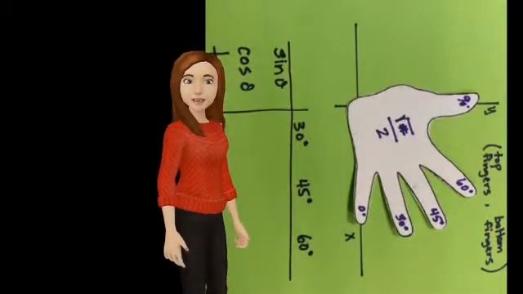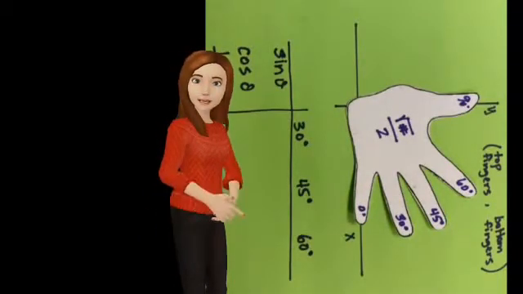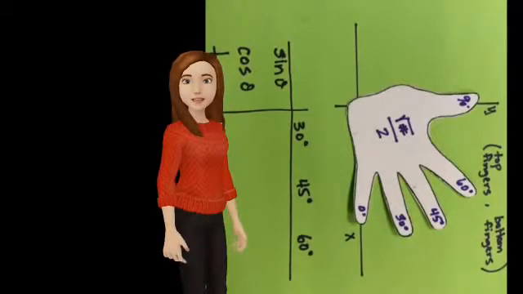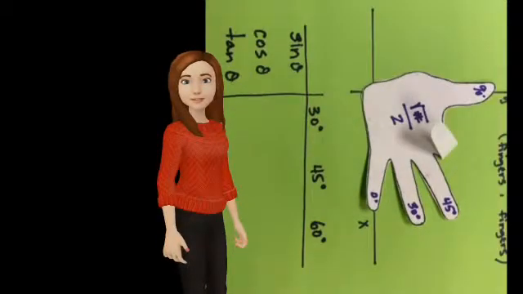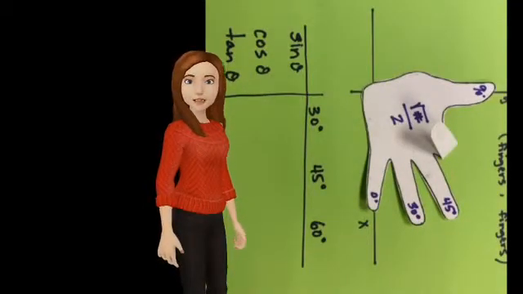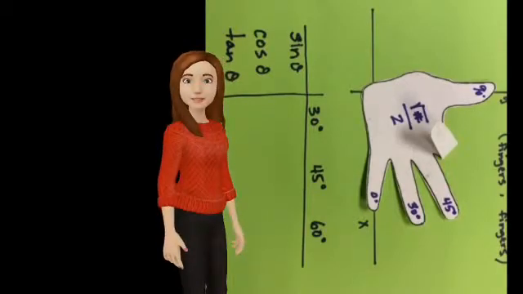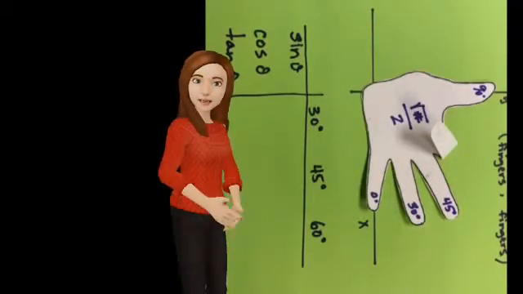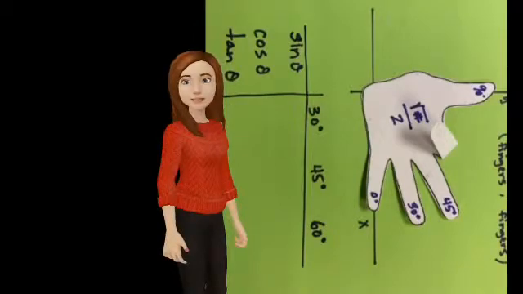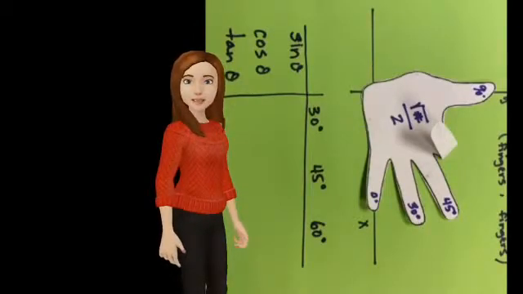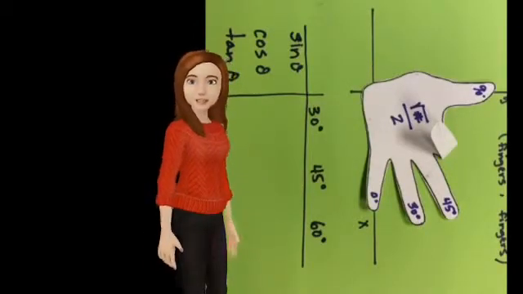I'm going to show you how to use the hand trick to fill in a table of trig values for the special angles. Let's say that we want to find the trig values for 60 degrees. First, we bend our finger that represents 60 degrees. This divides the remaining fingers into a group on top and a group on bottom.